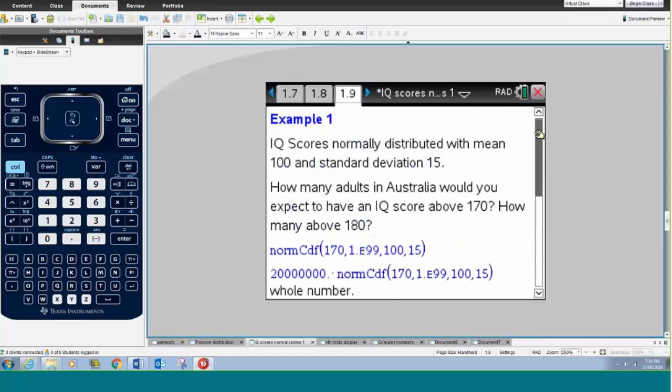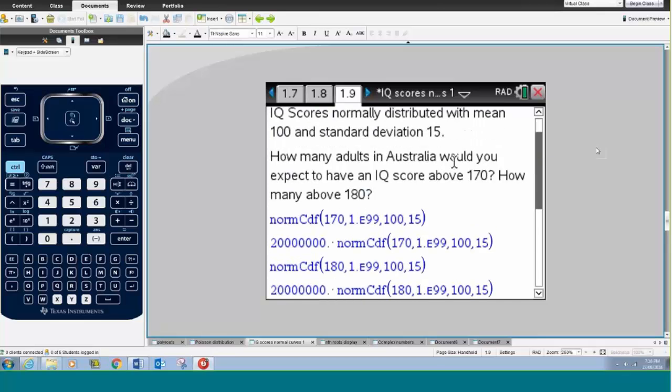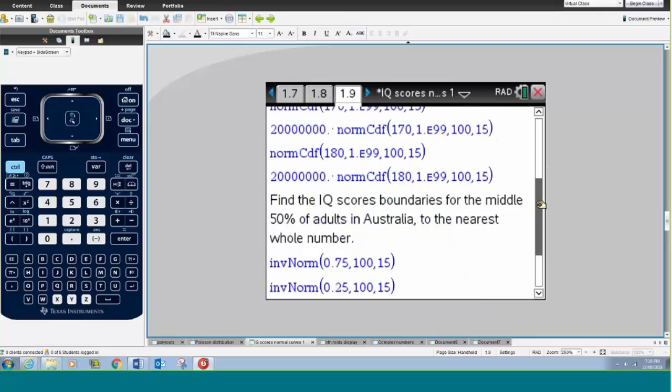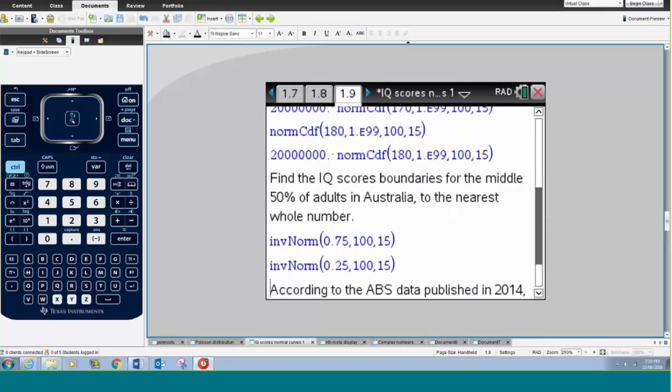So of course we might answer some other questions. Looking at this example, again looking at IQ scores, how many adults in Australia would you expect to have an IQ above 170? How many above 180? And we want to find IQ scores for the middle 50%.